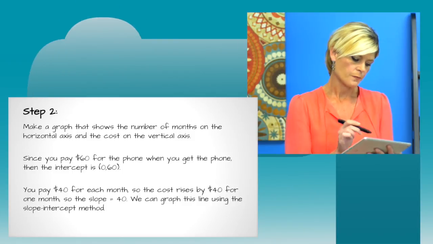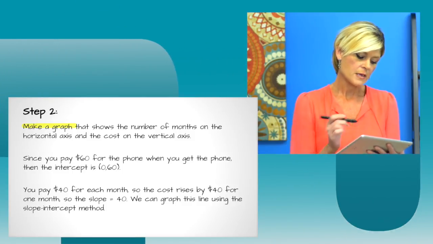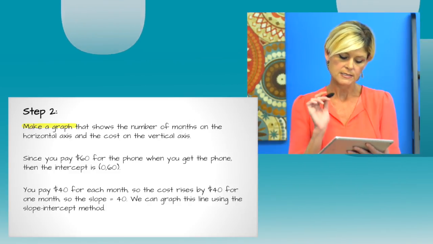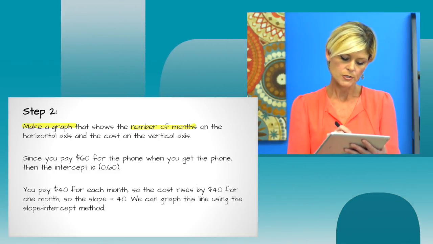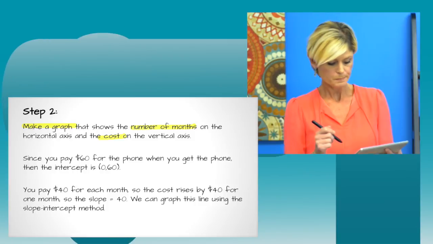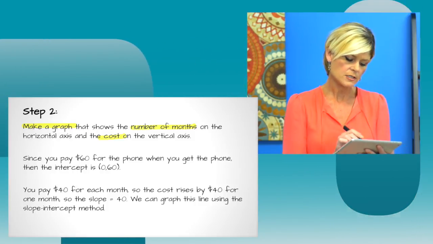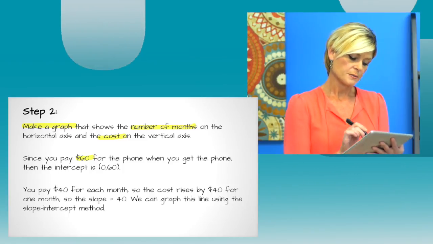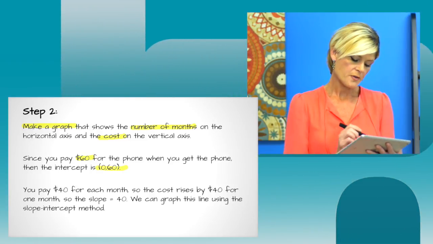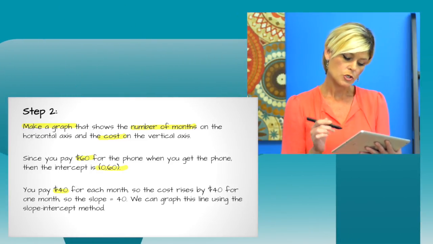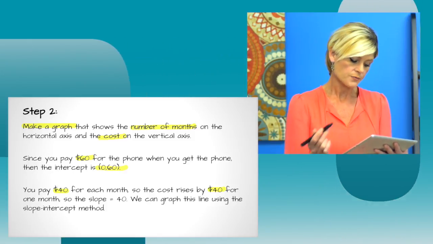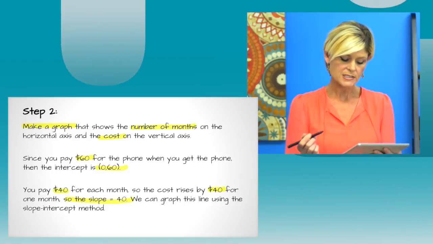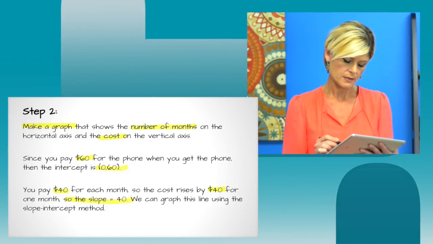All right, step 2. The next thing you're going to do is make a graph that shows the number of months on the horizontal axis and the cost on the vertical axis, and that'll be on our next slide. Since you pay $60 for the phone when you get the phone, the intercept is (0, 60). You pay $40 for each month, so the cost rises by $40 for 1 month. So the slope is going to equal 40. And we can graph this line using the slope-intercept method.